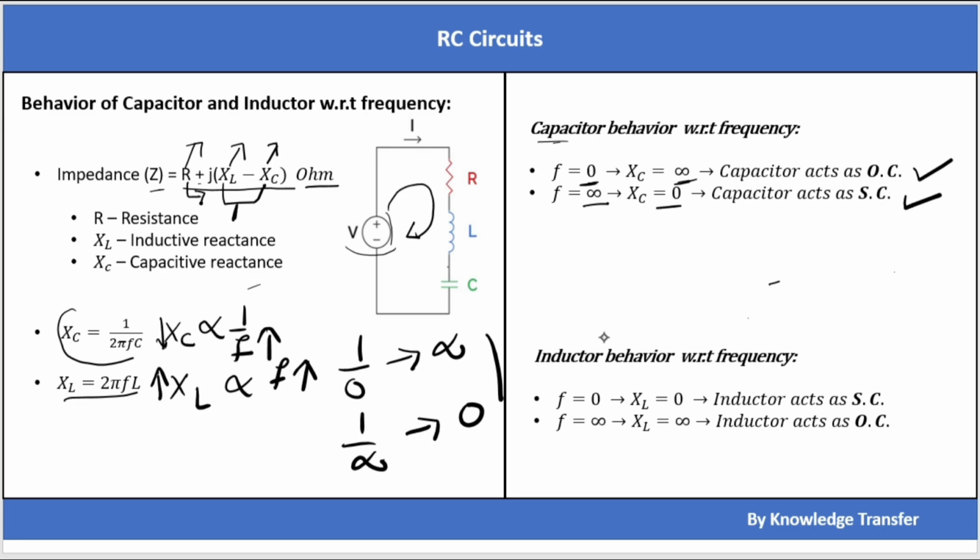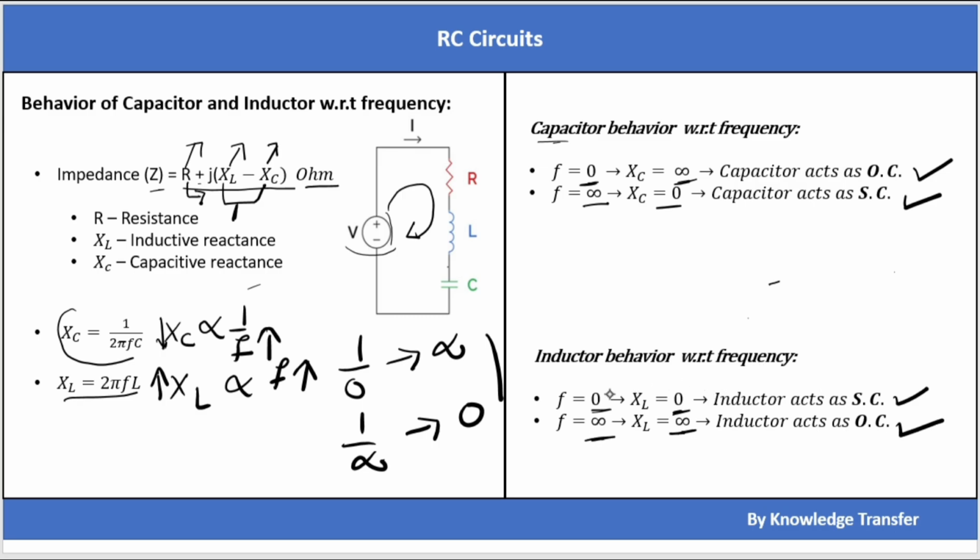Inductor behavior with respect to frequency. At frequency 0, XL is 0. That means the inductor acts as a short circuit. At frequency infinity, XL will be infinity. That means the inductor acts as an open circuit.